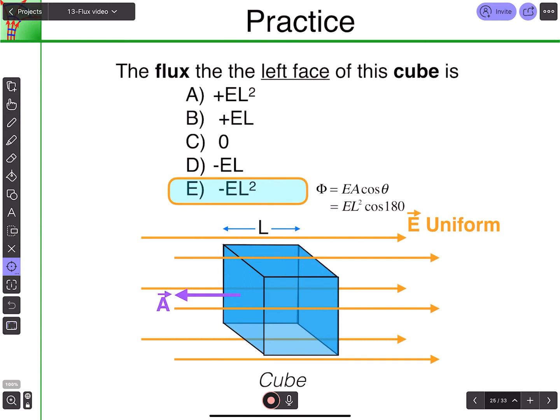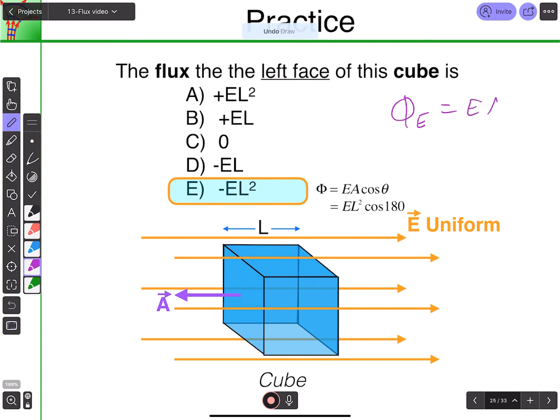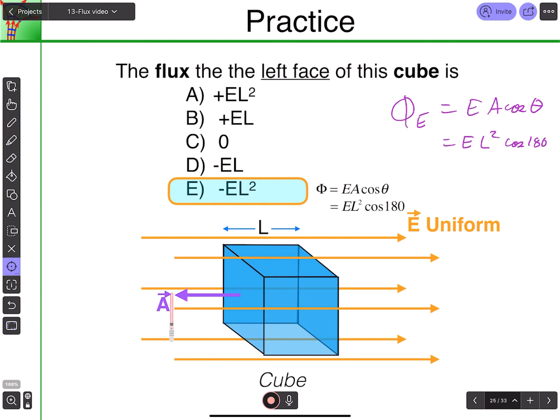Well, it turns out it's going to be minus EL squared, because remember, the flux is equal to E times the area times the cosine of the angle between them. In this case, the area is the area for the left side of this cube. If it has length L, the area is L squared, and it's cosine of 180 degrees. Why is it 180 degrees? Because the area vector is pointing to the left. Remember, it points outside the cube, and the electric field is pointing to the right. And so this here is negative, so we know it's negative EL squared.